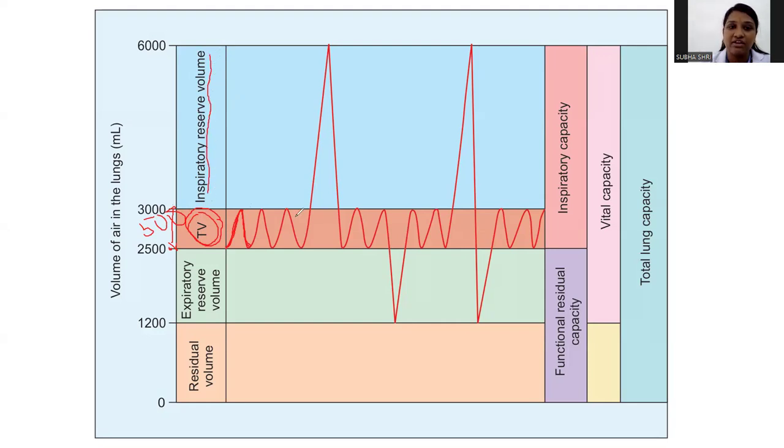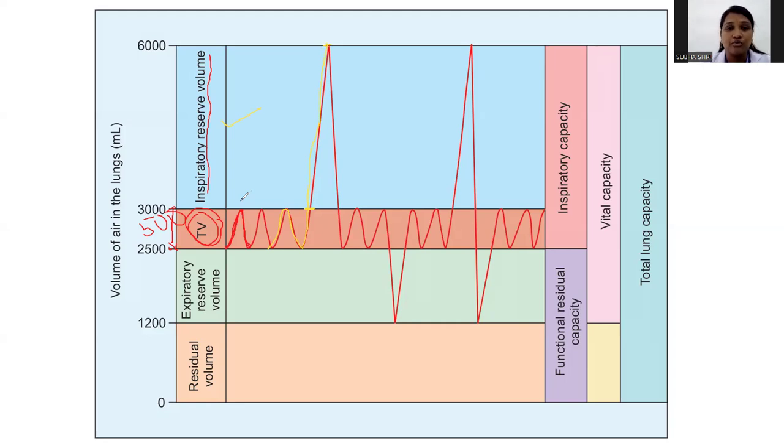The second volume is inspiratory reserve volume. So what is inspiratory reserve volume? You ask your subject to do a tidal inspiration, a tidal expiration, and then a tidal inspiration. From this point, after tidal inspiration, the amount of air that can be inspired maximally. So this blue color is inspiratory reserve volume.